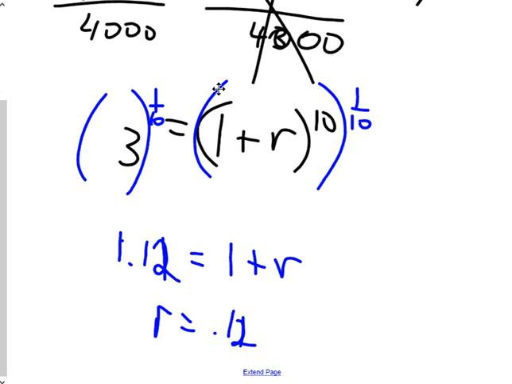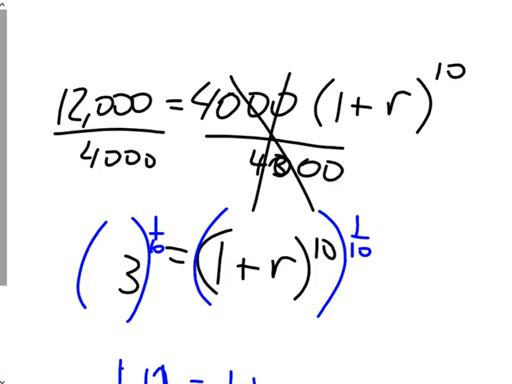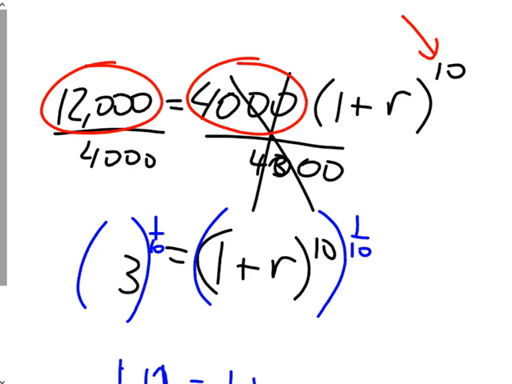Doesn't that also mean that at 12% growth in the bank, your money would grow from 4,000 to 12,000 over the course of 10 years? Yeah, that's what that means. It doesn't have to be moose. All right, so there's an example of one of the hardest kind. The cool part is that you just have a formula and you stick the things in the right place and solve it.